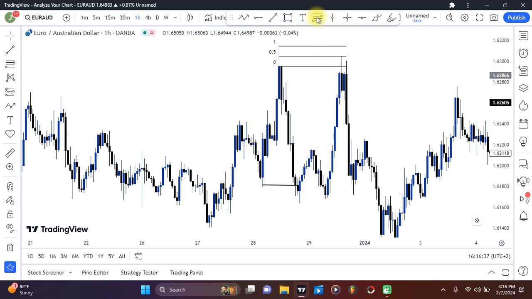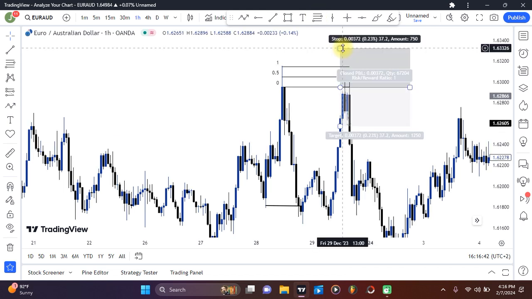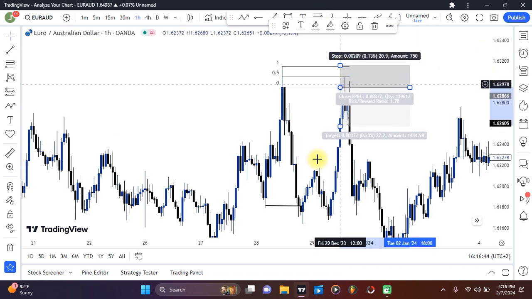So we take our trade here, we're going to be looking for a sell, and then we put our stop loss just above this, and your take profit will depend on your trading strategy.